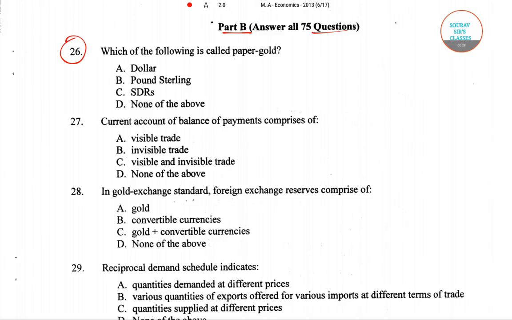In question number 26, it is asked which of the following is called paper gold. We have to find which of the following is paper gold. Out of which we know SDRs are the paper gold. So for question number 26, the right answer is option C.